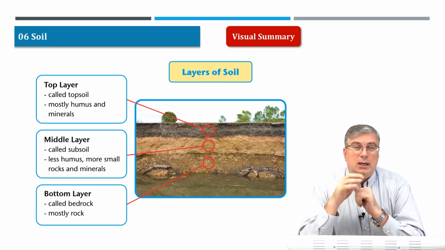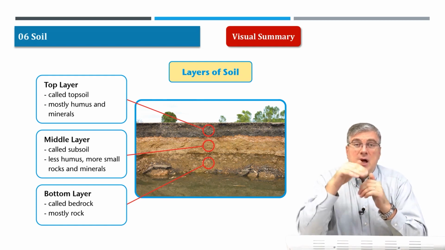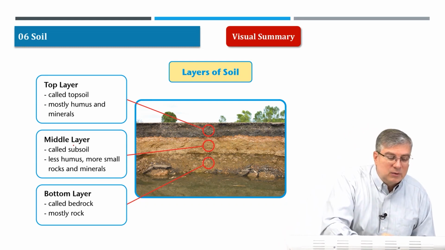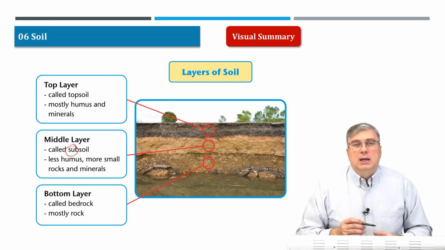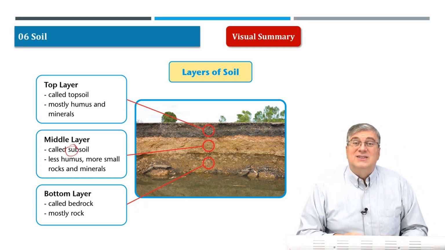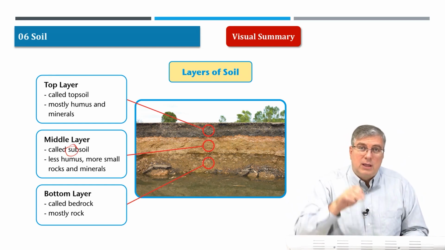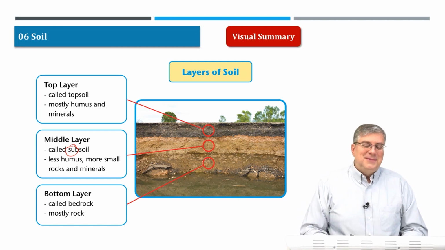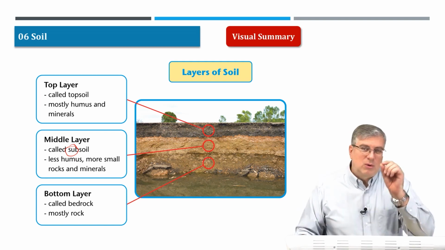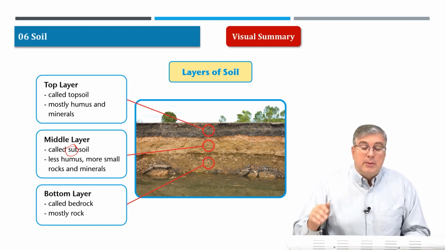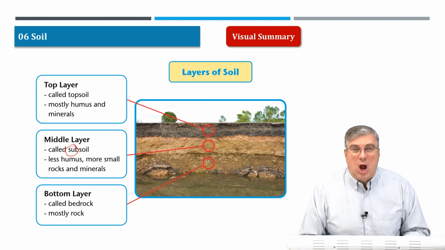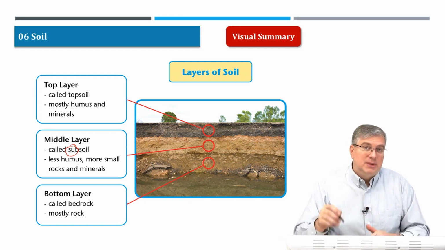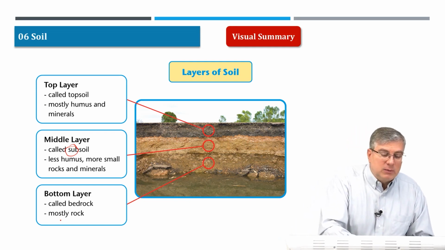Now, the middle layer of soil is called the subsoil. Sub, because sub means under, right? Sub means under. That's why we say subway for subway systems, under the street, right? Subway, subsoil, under the top layer. There's less humus. There's more small rocks and minerals. Now, the bottom layer is called bedrock. Bedrock. Bed. It's on the bottom. It's the bed. And it's mostly rock.